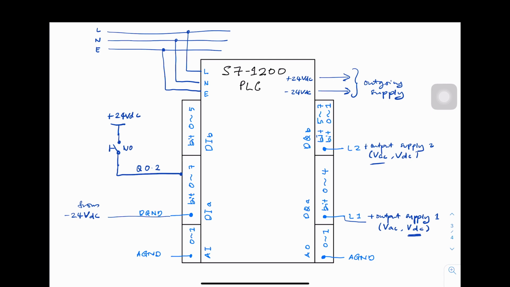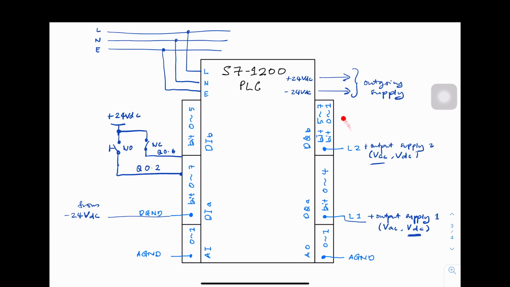And if we have a second push button or second switch, assume that we have a normally closed switch, and assume that it is connected to bit 6 of digital input. So one end is connected to bit 6, and the other end has to be connected to positive 24 volt.